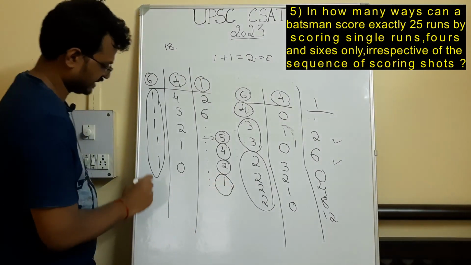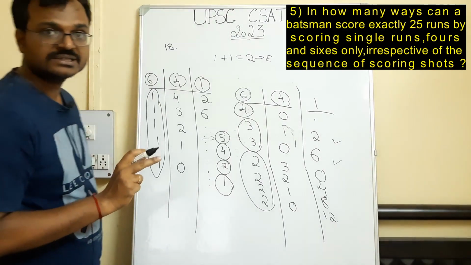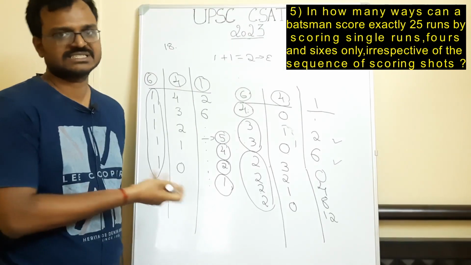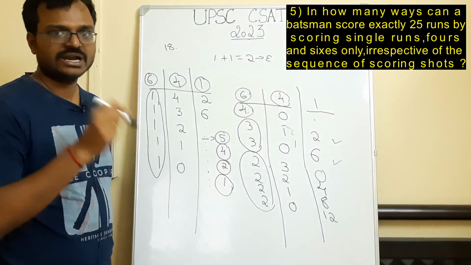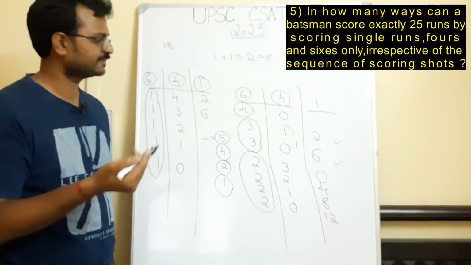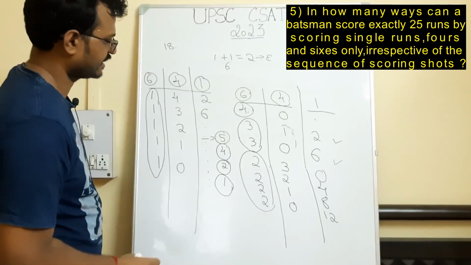Now when 6 is 0, everything is filled in by 4 or 1, because 6 is 0, right? In 24, how many times can you fill in 4? The maximum is 6 times.